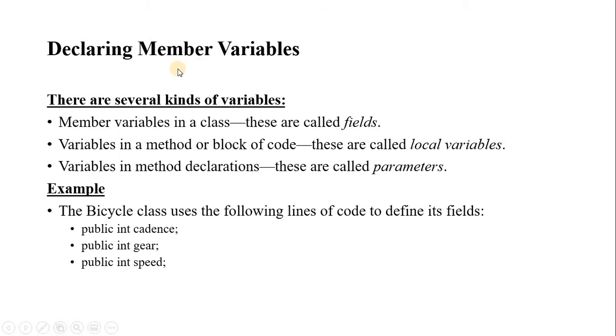Now let's discuss declaring a member variable. Variables are going to be declared in three different perspectives. A member variable in the class is called a variable, or you can say a field. A variable in a method, or code block, is called a local variable. And another variable that can be declared in a method is called a parameter. So these are the three possibilities of declaring variables.